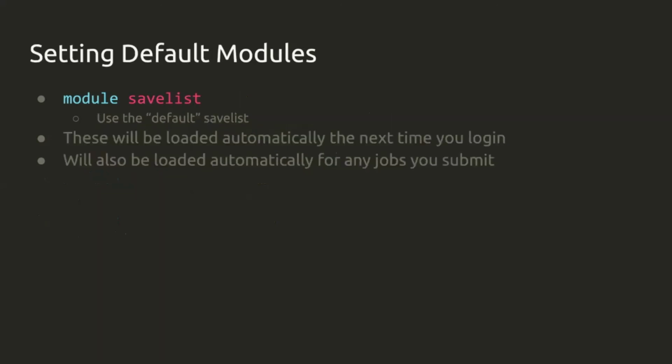And if you are in a situation where you're not really switching which modules you're using very frequently, you can actually just drop the list name, and you can do a module save there. That's also an error. That should read save and not save list. I apologize. And that will use the default save list. This will get loaded automatically the next time you log in. And because those are loaded automatically, those will be loaded for every job that you submit as well. We'll talk more about that in just a second.